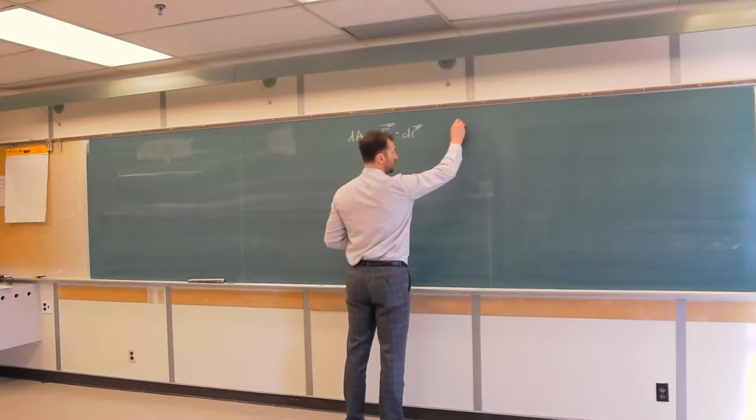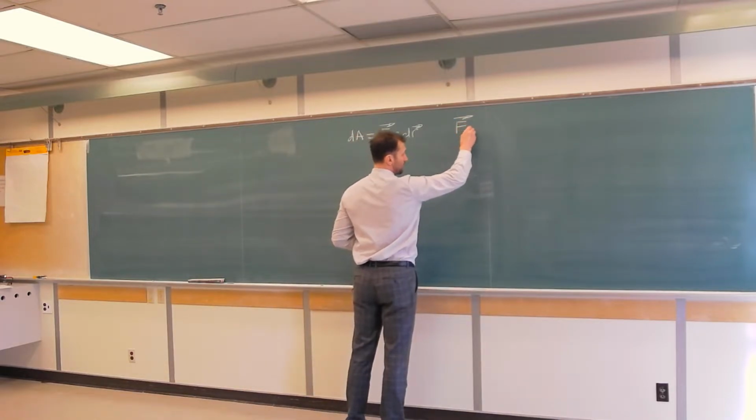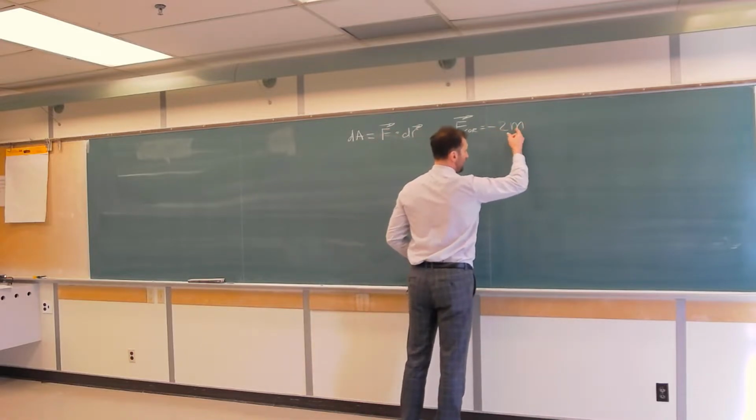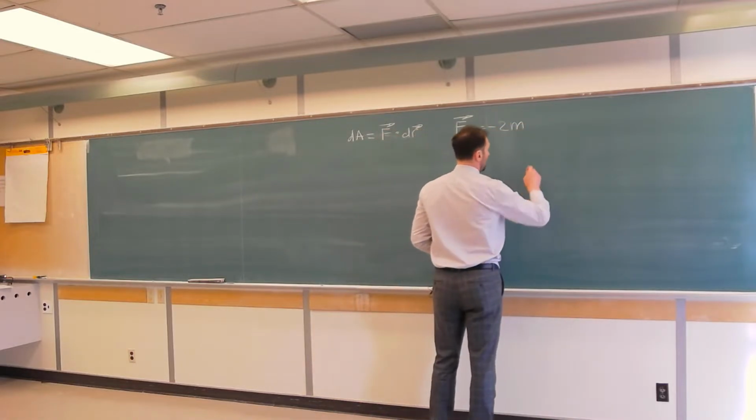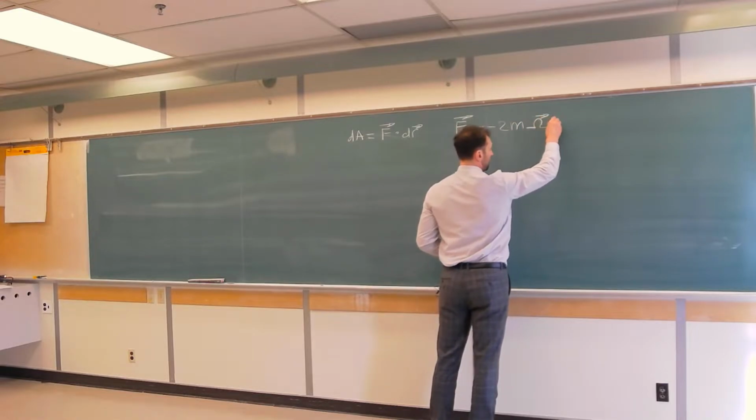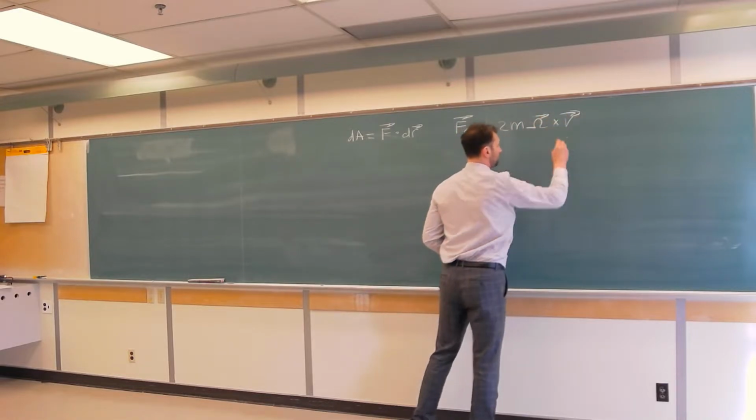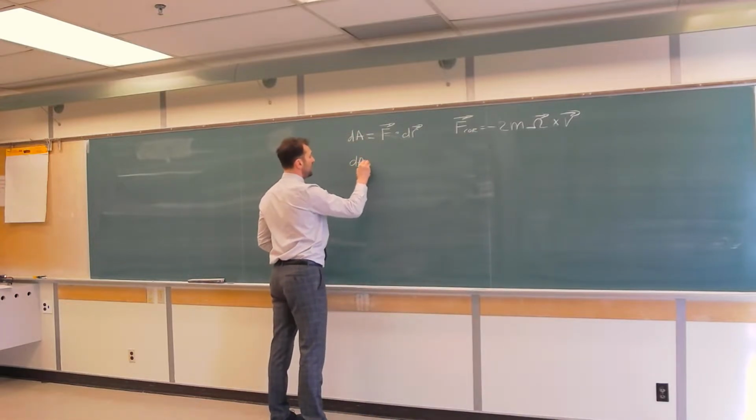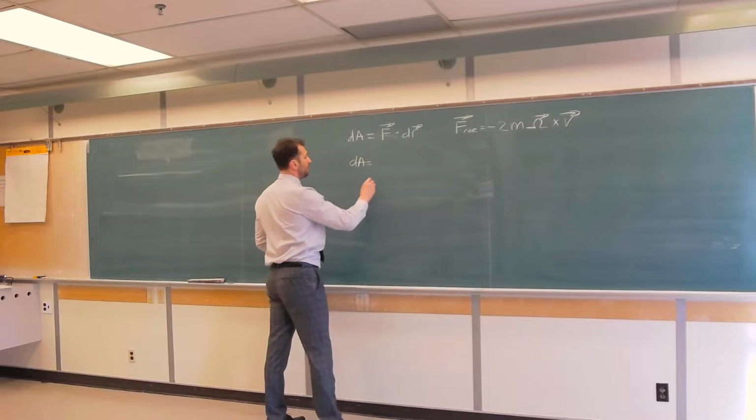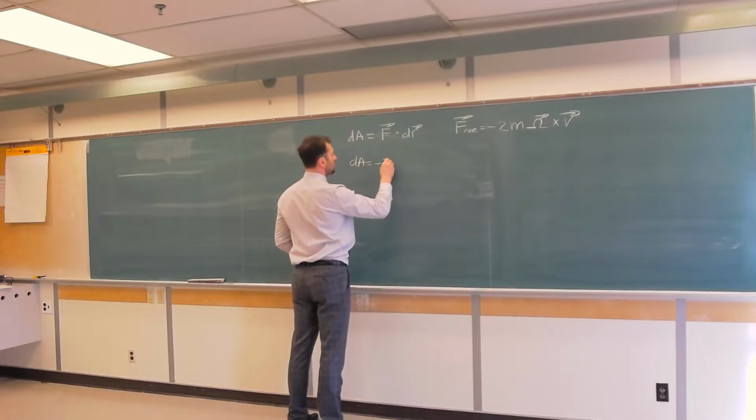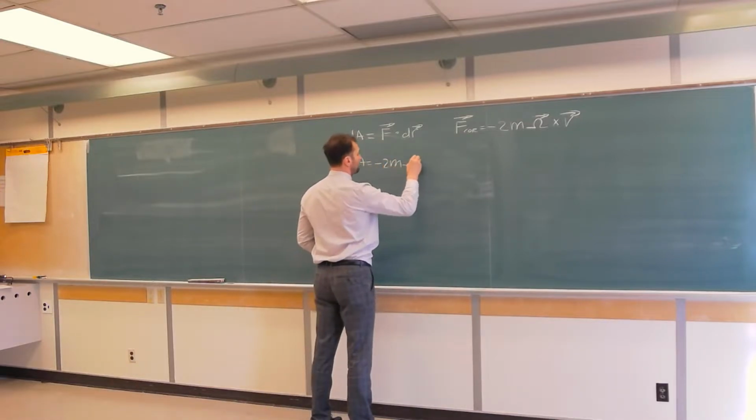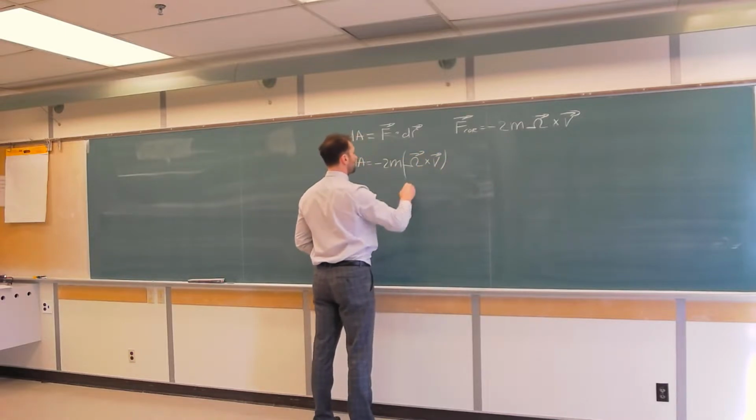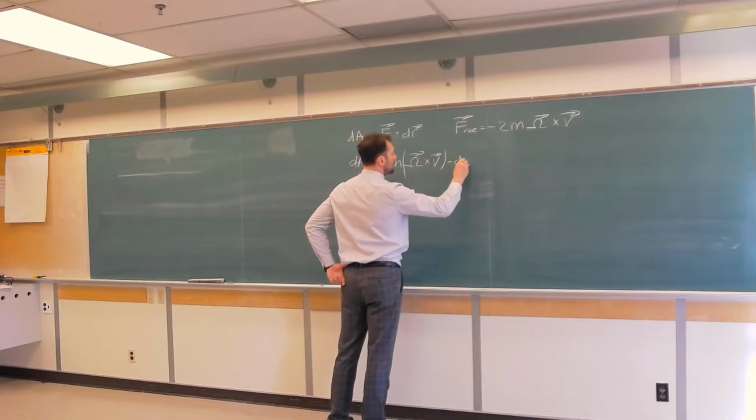Well, our force is Coriolis force. And that force is negative 2m, m is mass of the object, omega cross v. So that means that dA is equal minus 2m omega cross v dot dr.